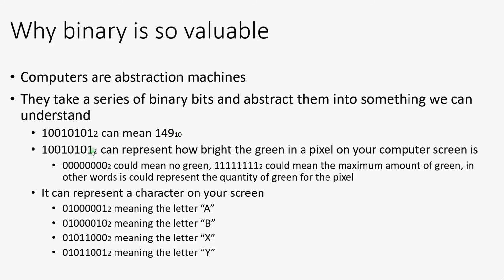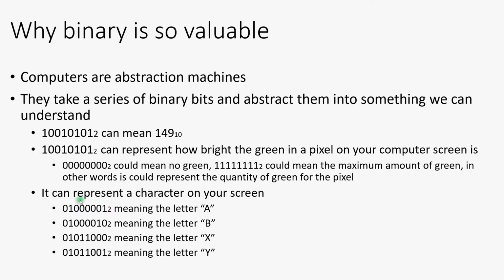This same set of bits could represent how bright the green pixel on your computer screen is. If they're all zeros, it could mean there's no green. If it's all ones, it could mean we have the maximum amount of green. How we abstract this into how it is represented to us is important. These two binary patterns can represent the same thing.